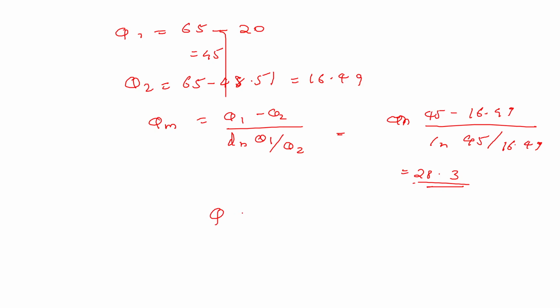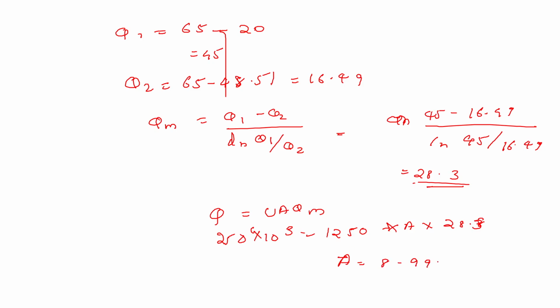Then Q value will be U A times LMTD, so it will be 250 times 10 to the power 3 is equal to 1250 times 8 times 28.3. So area will be 8.99 meters square.